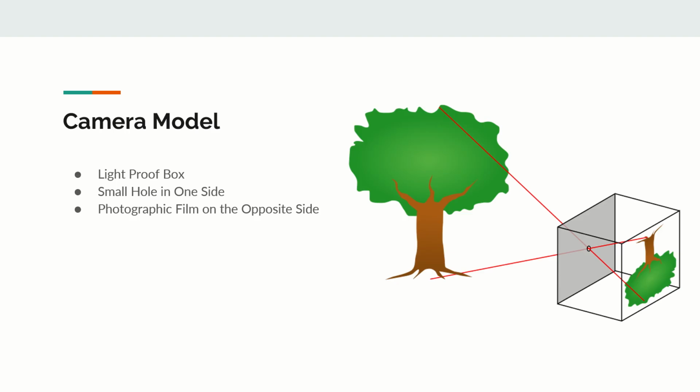Reflected light rays from the object pass all the way from the hole to the photographic film. The light rays travel straight in a line and form an inverted image on the photographic plate.